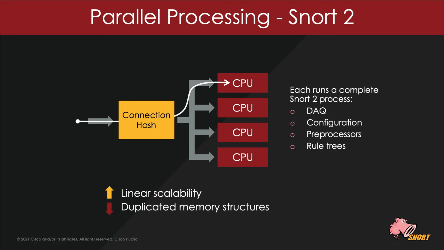So the advantage to this design is linear scalability. You have one CPU, you add another one, you've doubled the throughput of Snort. You add another one, you've added a third again, add another one, 25% again. Every time you add more, you add the same amount of processing again. The downside is duplicated memory structures. That's really the biggest downside here, that you're using the same memory to store the same data over and over again, and it has to do that because the threads can't share another thread's memory.